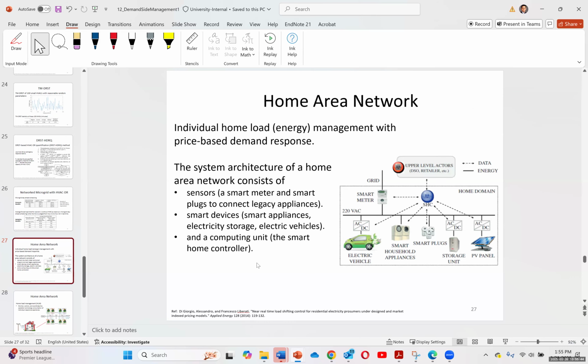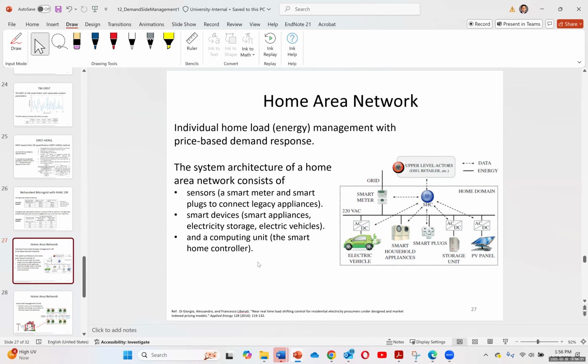This shows a home area network. So individual home load energy management with price-based demand response. The system architecture of a home area network consists of sensors, a smart meter, and a smart plug to connect legacy appliances. So each appliance would be connected and controlled independently. We have smart devices or smart appliances, electricity storage, and electric vehicles, which we can connect and control.